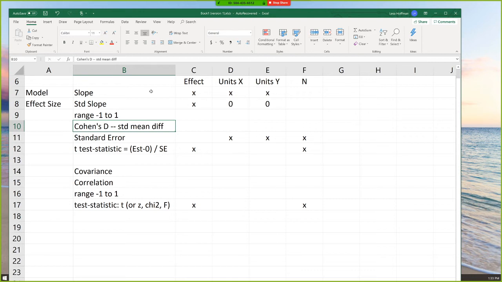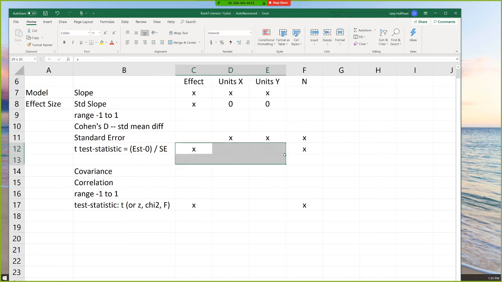But I still need to know, is my relationship sufficiently unexpected? If there really were no relationship, what percent of the time would I find the one that I got, if there were none? To know that, I have to factor in sample size. And the way that I factor in sample size is the standard error. Estimate divided by standard error then gives you your test statistic.